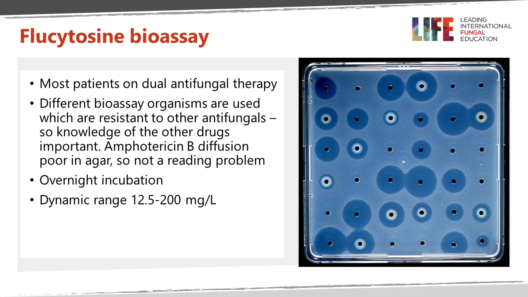And if you do a flucytosine bioassay, of course, you have to recognize that the majority of patients are also on another antifungal at the same time, because this drug is usually used with something else. It doesn't matter too much if they are on amphotericin B, because the diffusion of amphotericin B through agar is very small. But it does matter a lot if they're on an azole or an echinocandin, because you get diffusion of those drugs. It of course requires an overnight incubation, and the dynamic range is between 12.5 and 200 milligrams per litre, so it covers the desired range in these patients.